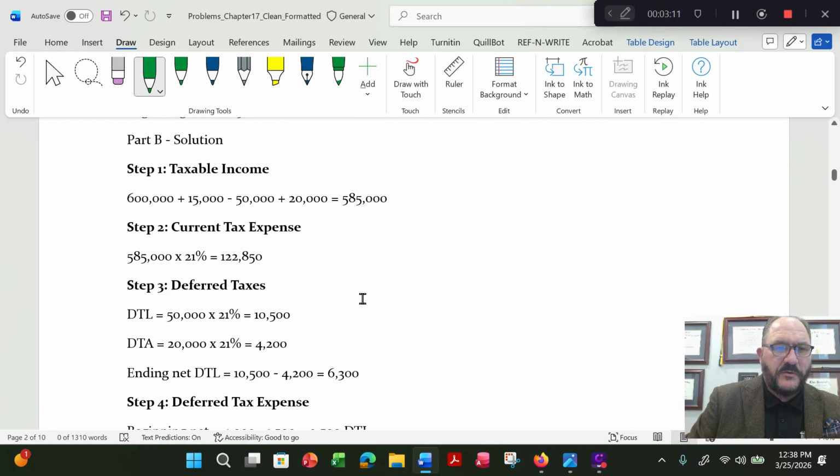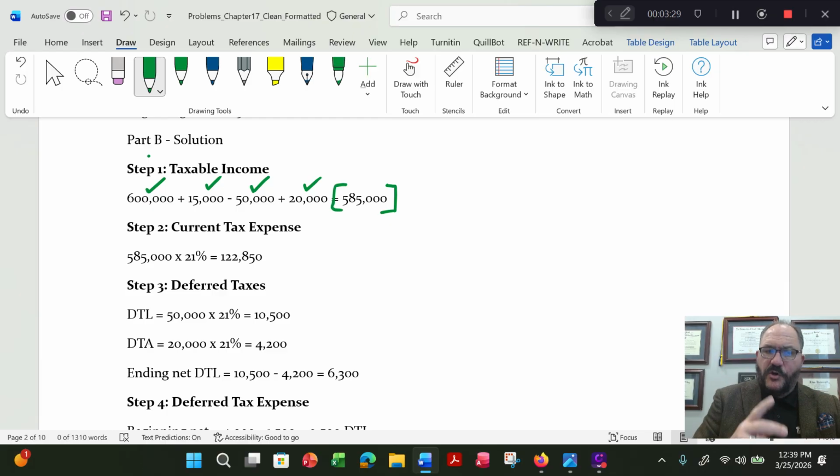So here's our $600,000. Then we add in the $15,000 from the meals. We subtract the $50,000 for the depreciation. Then we add in the 20. So $585,000. This is our taxable income. So our current tax expense would be that number times 21%, which gives us $122,850.